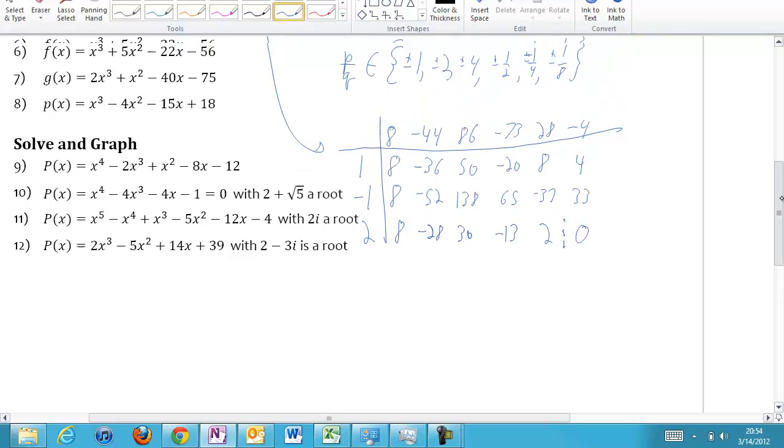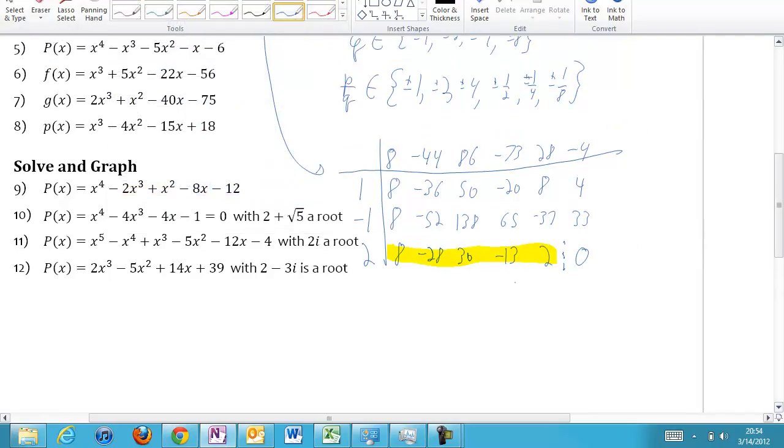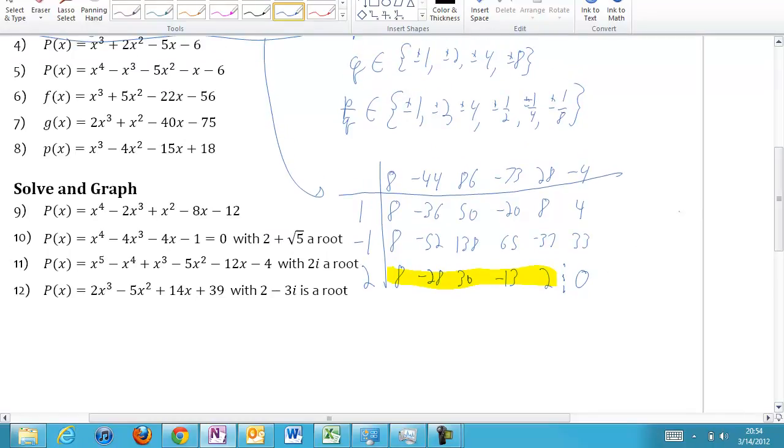Okay, right away we know a few things. First of all, we know that 2 is a 0, and that we're going to start using these as our new coefficients. This is going to speed this up tremendously. We also know that we now have a limited set of possibilities. We've already tested 1 and negative 1, so those are out. We tested 2. Doesn't mean 2 can't repeat again.